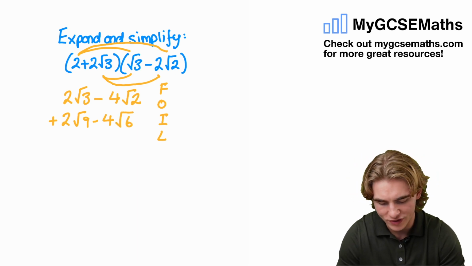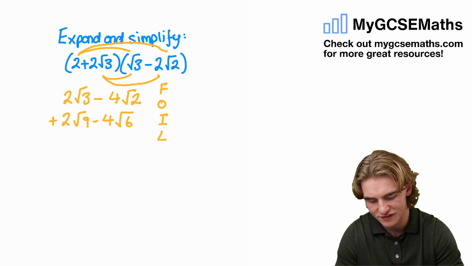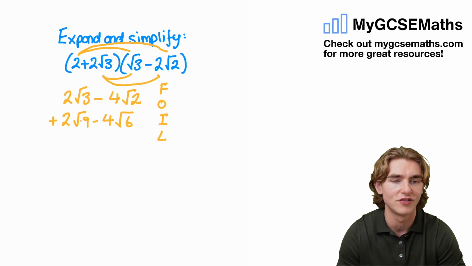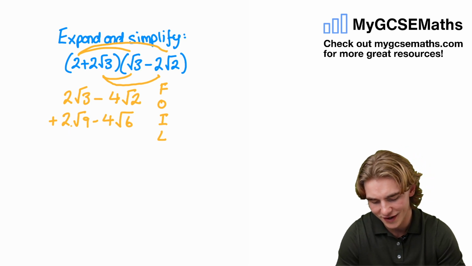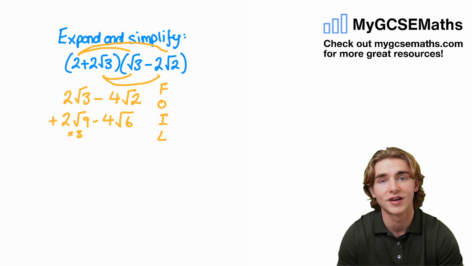Next step, can we simplify this? We can't do anything with these surds, root 3, root 2, and root 6. However, we can simplify this root 9 over here. The square root of 9, we know that is going to be 3. So we can actually think of this as 2 times 3, instead of 2 times root 9. 2 times 3 is 6.